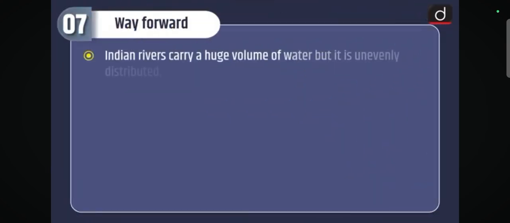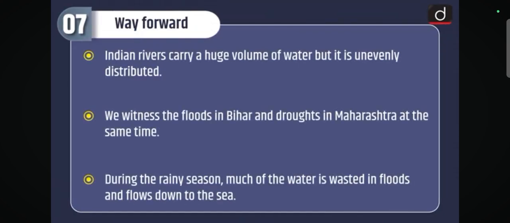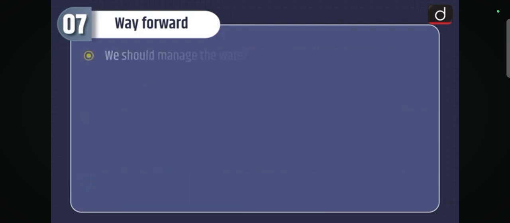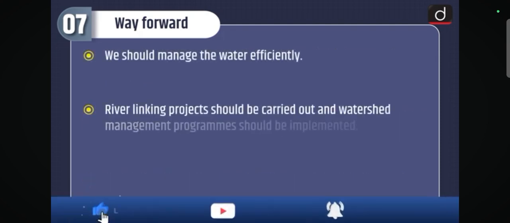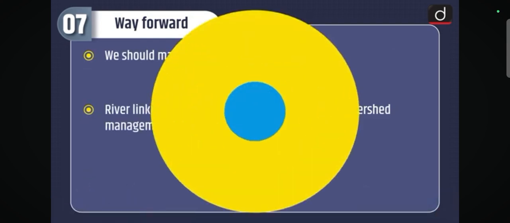Now lastly, let's discuss the way forward. Indian rivers carry a huge volume of water, but it is unevenly distributed. We witness floods in Bihar and droughts in Maharashtra at the same time. During the rainy season, much of the water is wasted in floods and flows down to the sea. We should manage the water efficiently. River linking projects should be carried out and watershed management programs should be implemented.